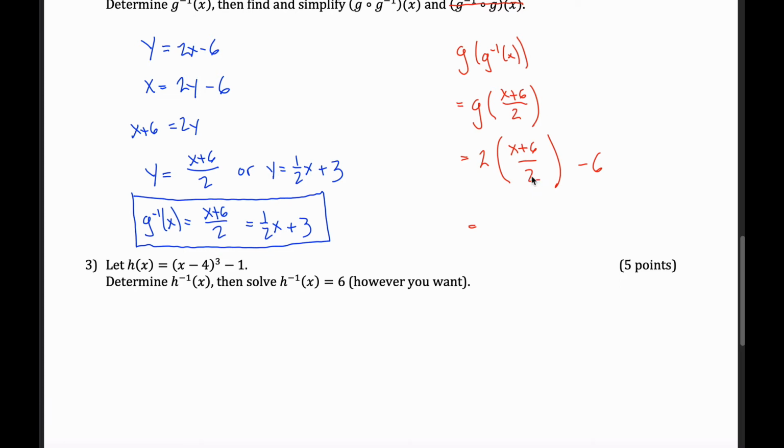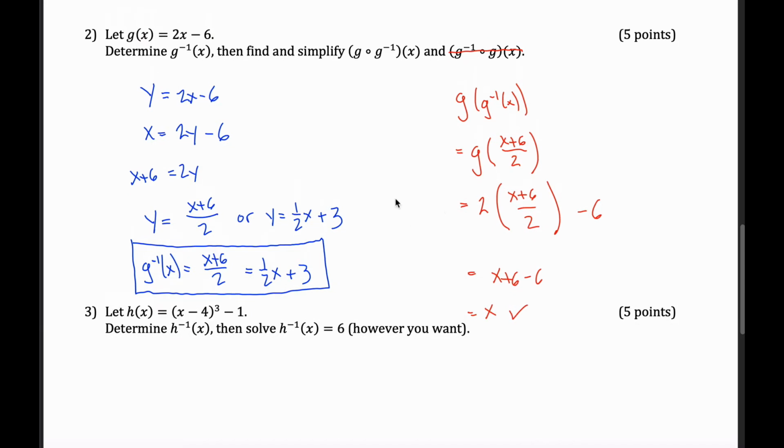And then I'll simplify this a little bit. Let's see, this 2 and this 2 can cancel out. You can think about this as 2 over 1. So I get x plus 6 minus 6, and plus 6 and minus 6 just leaves me with an x, which is what I was expecting to get when I composed together a function and its inverse.